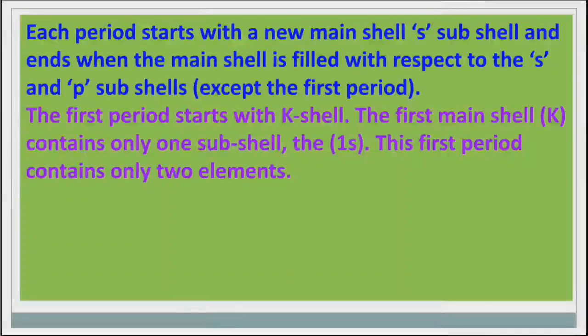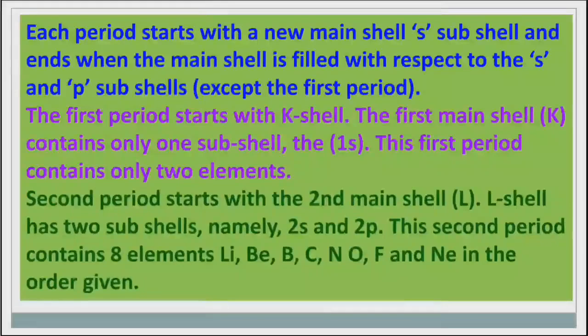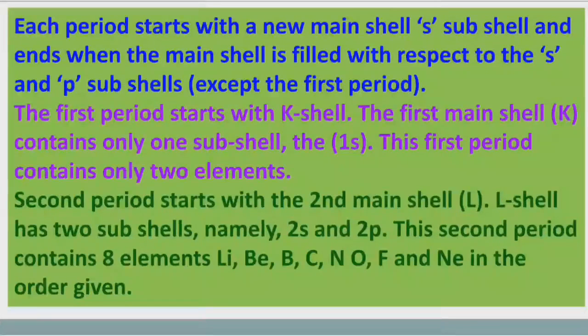The first period starts with the K cell. The first main cell, the K cell, contains only one subcell, that is 1s. This first period contains only 2 elements. The second period starts with the second main cell, that is the L cell. The L cell has 2 subcells, namely 2s and 2p. This second period contains 8 elements from lithium to neon.